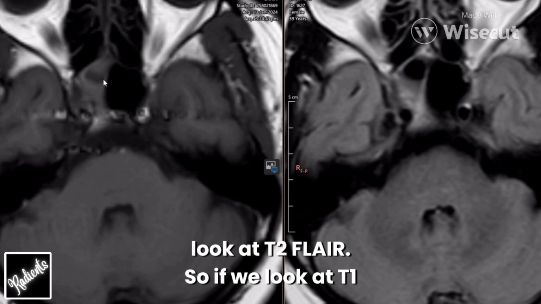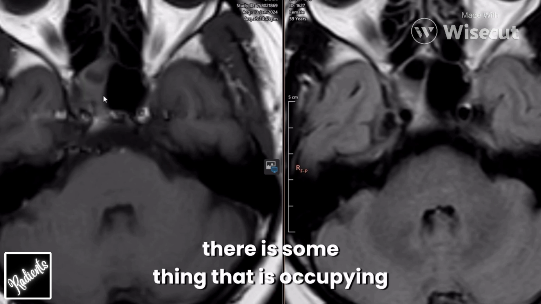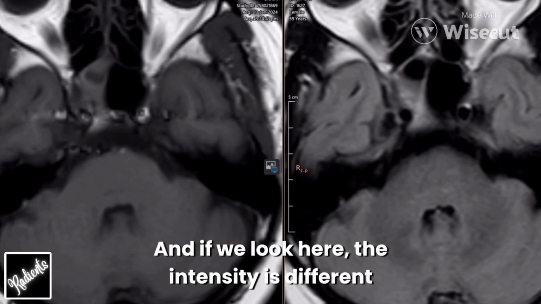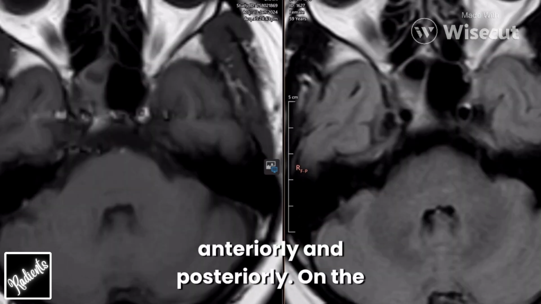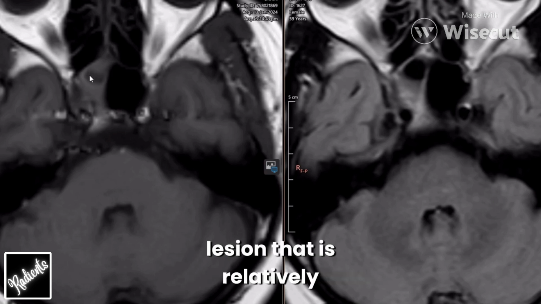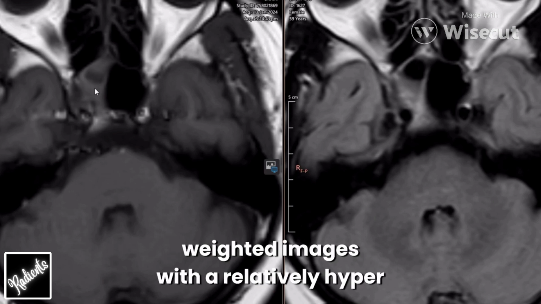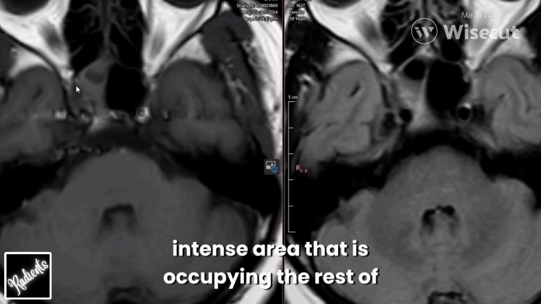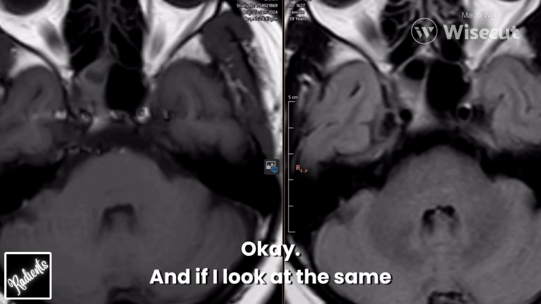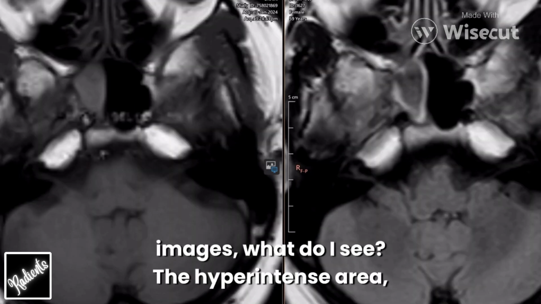So if we look at T1 first, what do you see? First of all, yes, we can see that there is something that is occupying the cavity of the right hemisphenoid sinus. And if we look here, the intensity is different anteriorly and posteriorly. On the anterior aspect, you find a well-defined lesion that is relatively intermediate to low signal intensity on T1 weighted images, with a relatively hyperintense area that is occupying the rest of the right hemisphenoid sinus cavity. Okay, and if I look at the same corresponding area on T2 FLAIR images, what do I see?